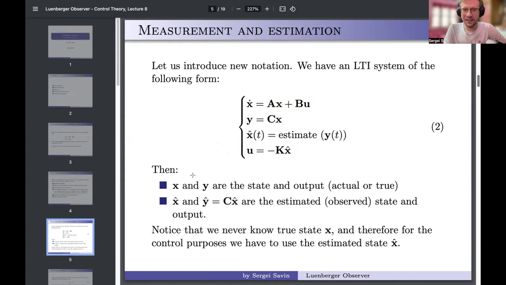Now, just to reiterate, X and Y are the state and the output of the system. We can call it the true or actual output, right? So it is something that is related to the real world. Okay. And then separately, we define X hat. It is the estimated state. And similarly, we can define C times X hat equals Y hat. That will be the estimated output.